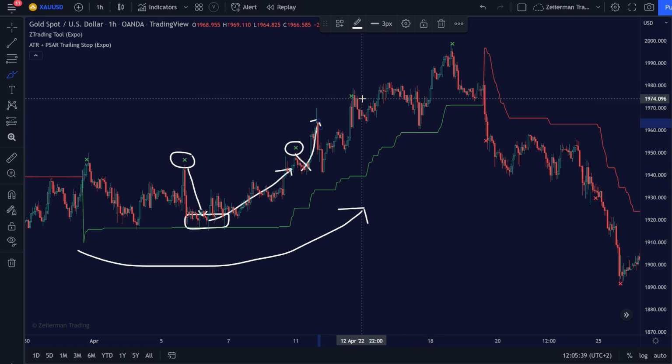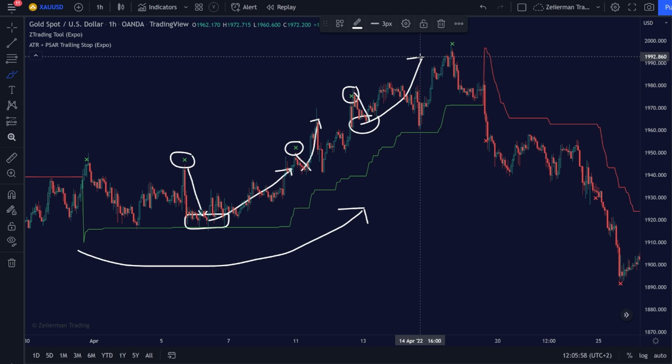So, we get another X over here, we can secure our long profit, and once an X is printed, we know that the price has a high likelihood to reverse back down within this trend and make a pullback. We can start looking for a long position, and boom, up it goes. And we can secure our long profit at this point.